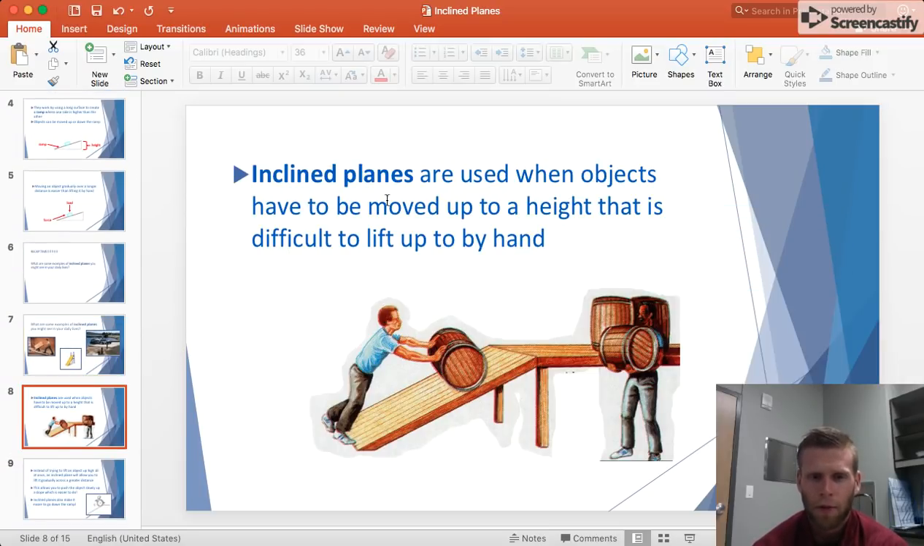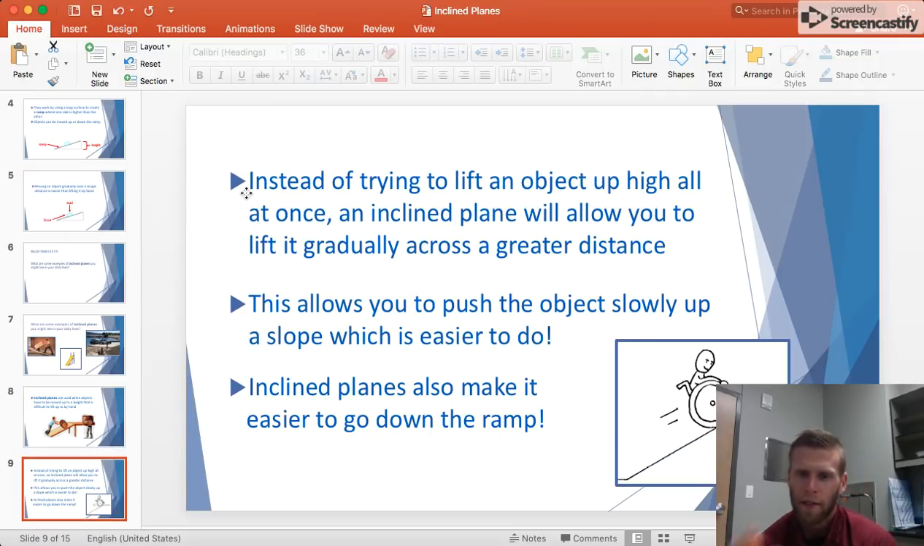Inclined planes are used when objects have to be moved to a height that is difficult to lift by hand. You have this guy here who's just rolling that barrel up. He's using a lot less force than this guy over here, who's obviously been working out and picking it up, even though he might be straining really hard and might hurt his back. Injuries happen. Instead of trying to lift an object up high all at one time, the inclined plane allows you to gradually move it up a distance. You see this guy at the bottom in the wheelchair having a great old time because he can get up the ramp. This allows you to push the object slowly up the slope, which is obviously easier to do.